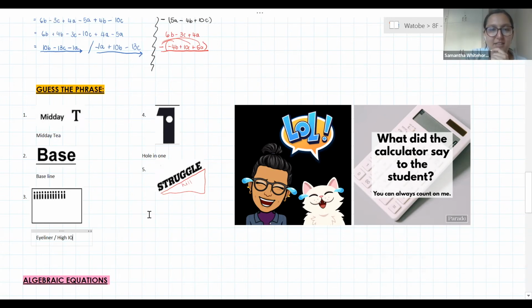And then, anyone want to try number 5? I've given you a pretty picture there. I know I'm not an artist, but it is hard. So number 5, it's a struggle, and the struggle is sort of slanting up, so it is an uphill struggle. Like when something's really, really hard and it's not getting easier, we say it's an uphill or upward struggle.